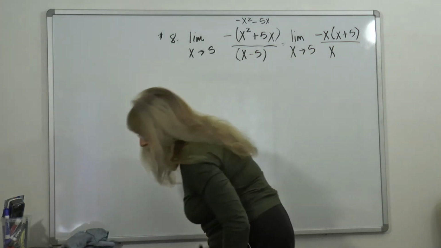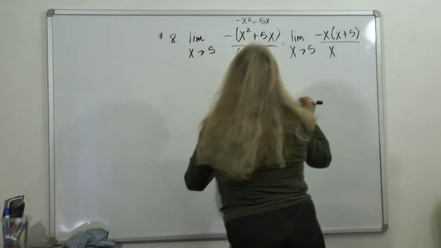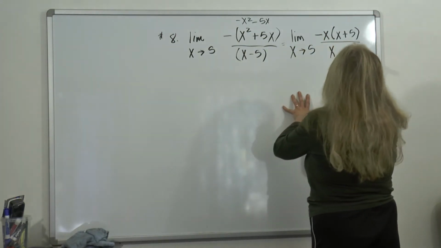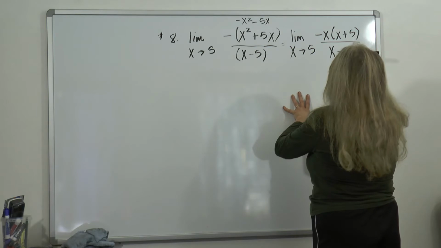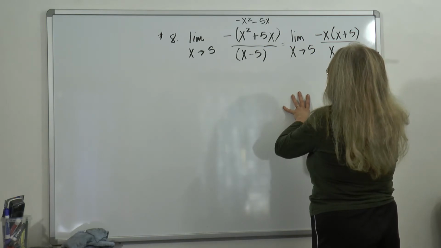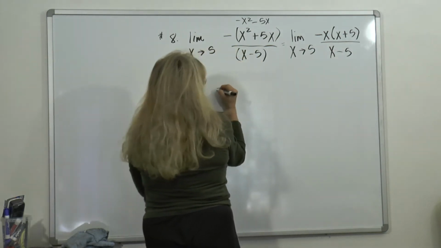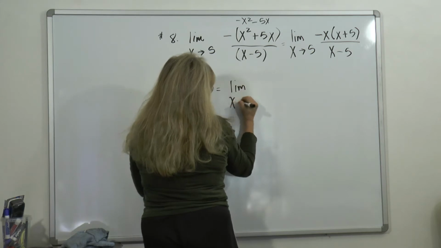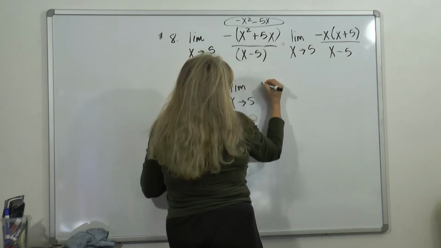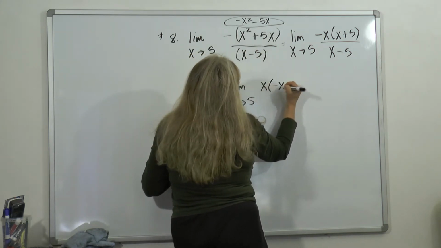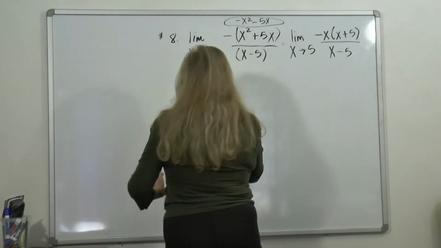Wait, I think I screwed up something. Hold on. What did I say? Take out the negative X. Okay, this isn't going to help me, is it? Because I can't reduce anything. What about if I factor it differently? What about instead of taking out a negative X, I take out an X? Then that gives me negative X plus, I'm sorry. That's not helping me. Oh, shoot.